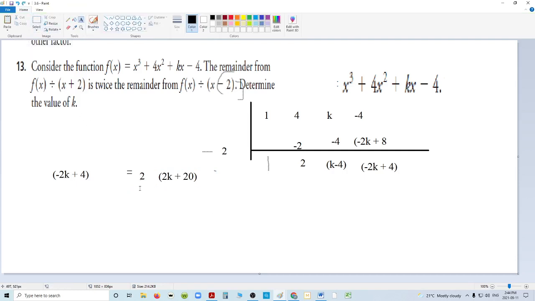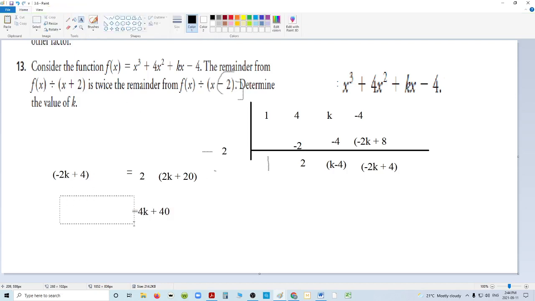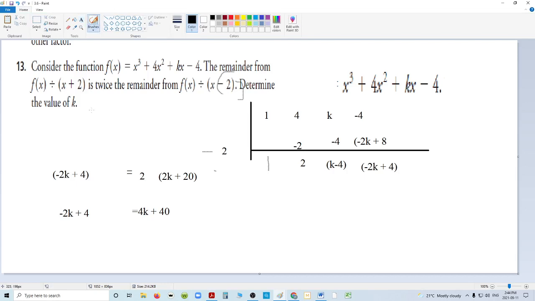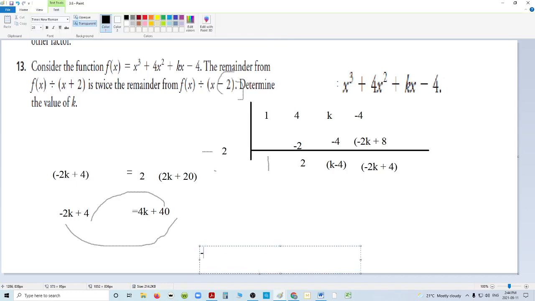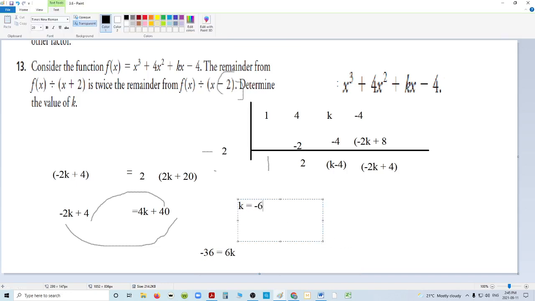Oops. That's not the proper expansion. Write the left side again. Okay. Bring the k to this side and the plus 4 to that side. I get minus 36 on the left side is equal to 6k. When I divide out the 6, I get k is equal to minus 6.